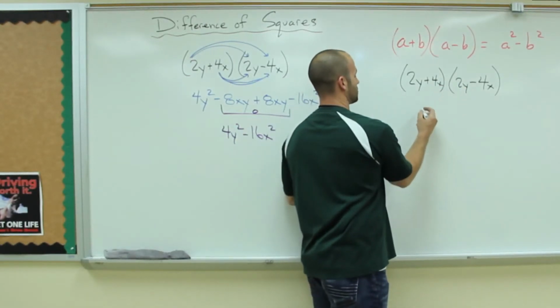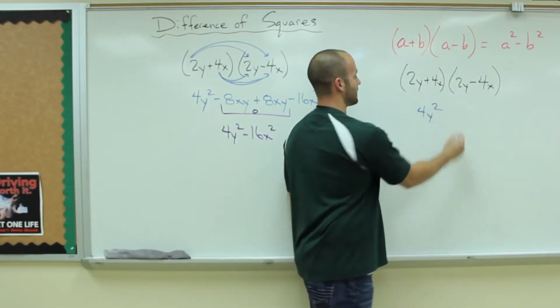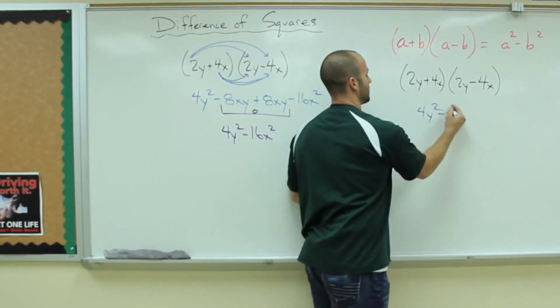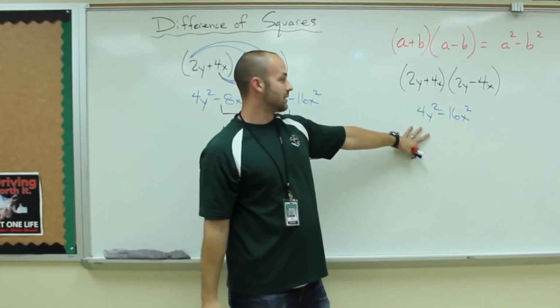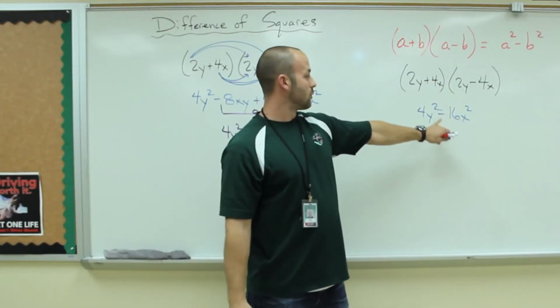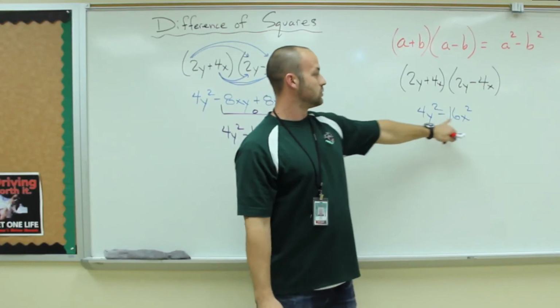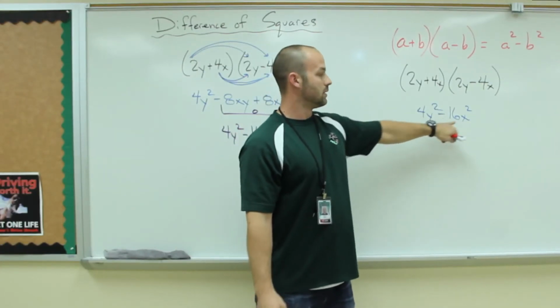We square the first term to give us 4y to the second, and we square the last term to give us negative 16x to the second, because we know the linear terms cancel out. It's called a difference of two squares: difference for subtraction, and we have two perfect squares. So we have a difference of two squares.